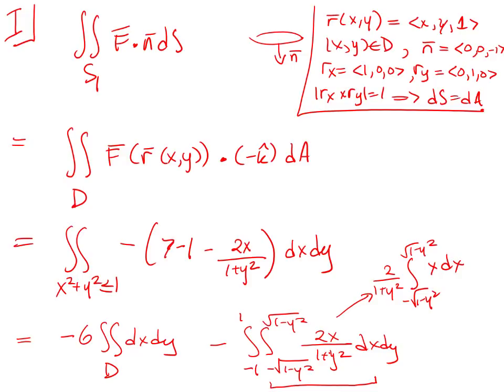And so by symmetry, because x is an odd function, this is just 0. Or if you just want to compute it, x squared over 2 and plug in the limits, you get 0. And so actually this integral just vanishes. And so the only thing that remains is the first part, and the first part is just minus 6 times the area of the disk, which is minus 6 pi. So the first integral that we're interested in computing is just minus 6 pi.